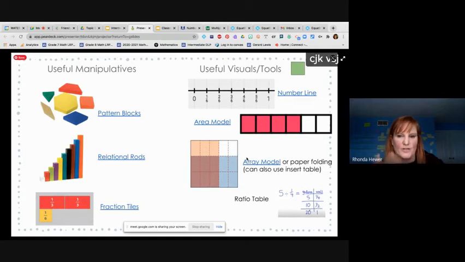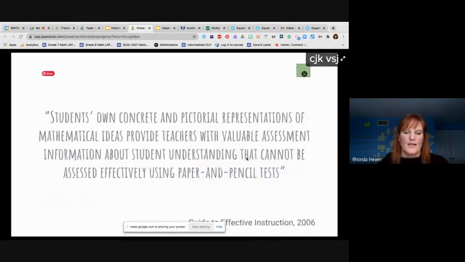You have access to all of these, they're all linked, so you can peruse and play with them later. Today, we're not going to focus on the concrete representations because we're living in a virtual world. We're going to focus more on the ones on the right side, these useful visuals and tools. And just to reiterate, when students create concrete and pictorial representations of mathematical ideas, they provide teachers with valuable assessment information about student understanding that cannot be assessed effectively using paper and pencil tests.